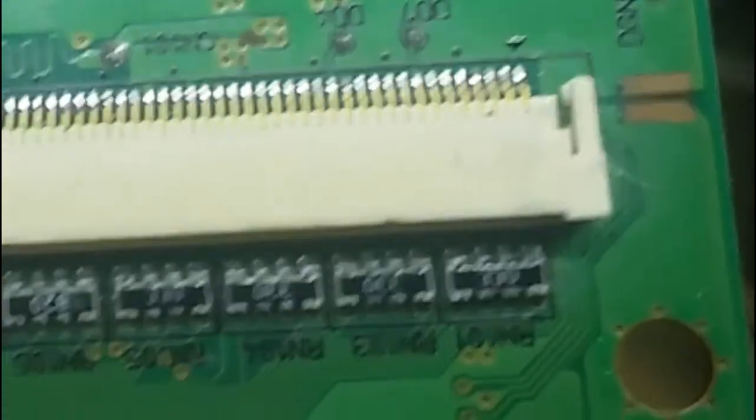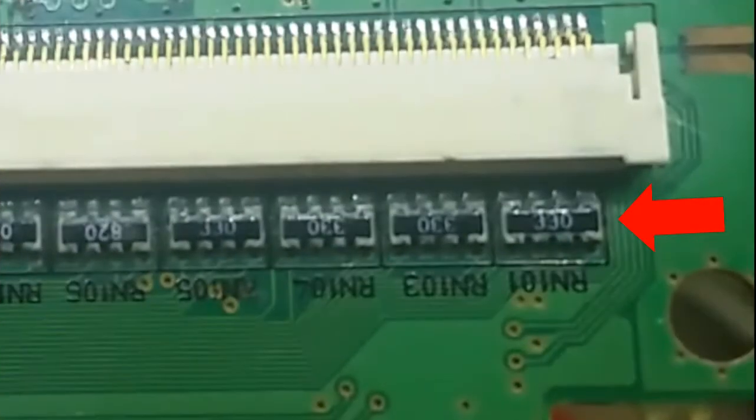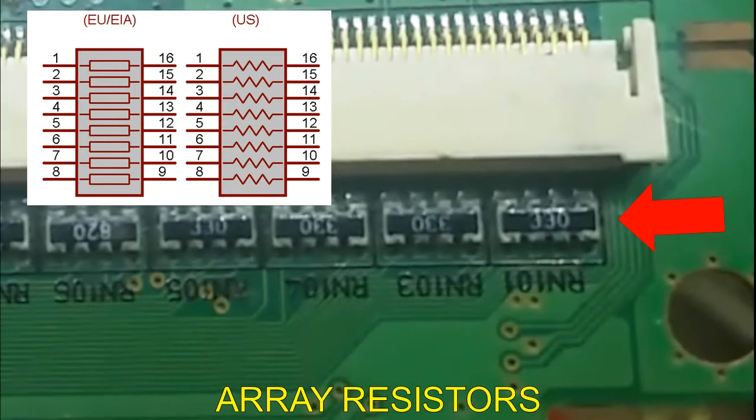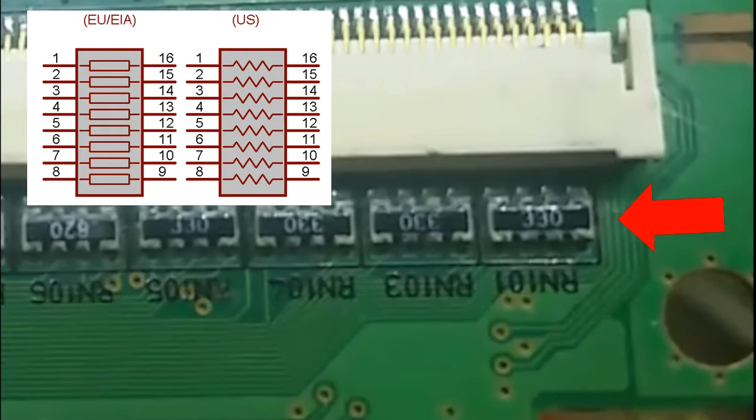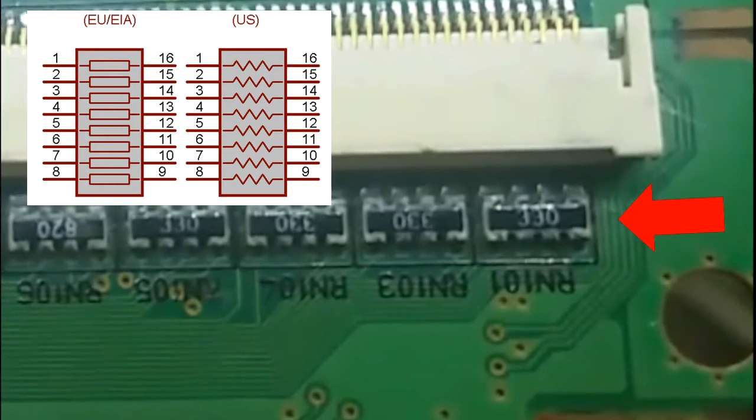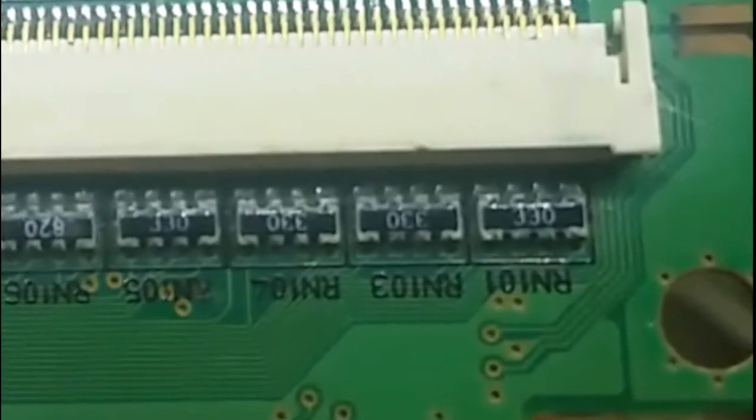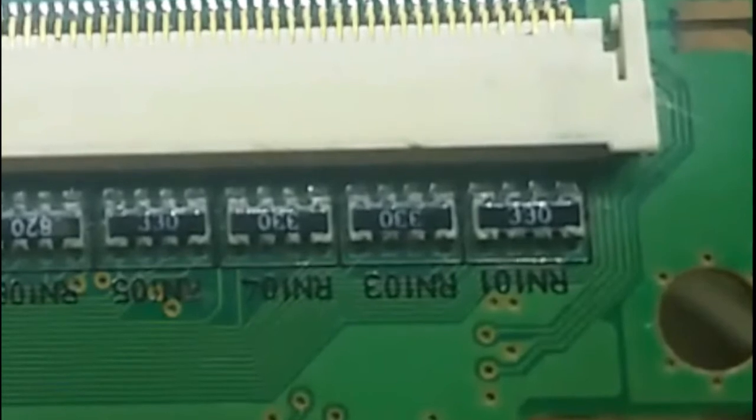Resistors are also built like this. They are called array resistors. They are resistors with the same values made in a single package. They are useful and can save space and time during the manufacturing process.